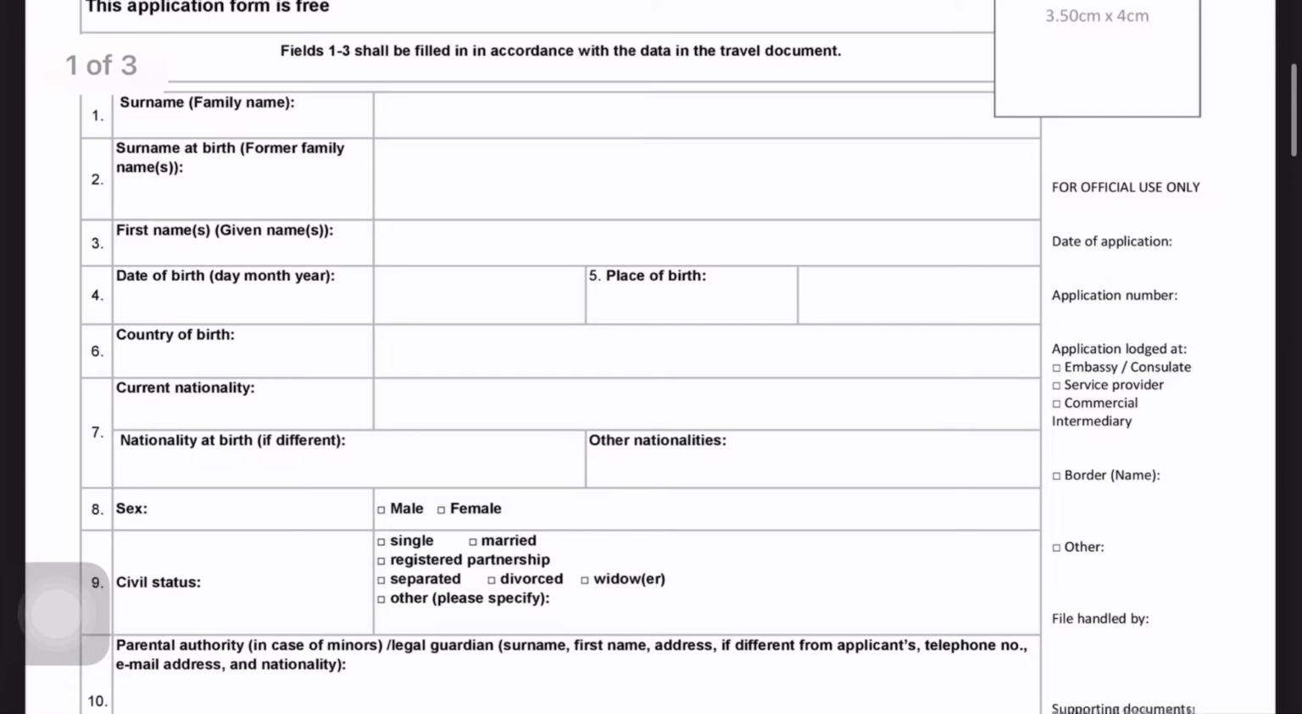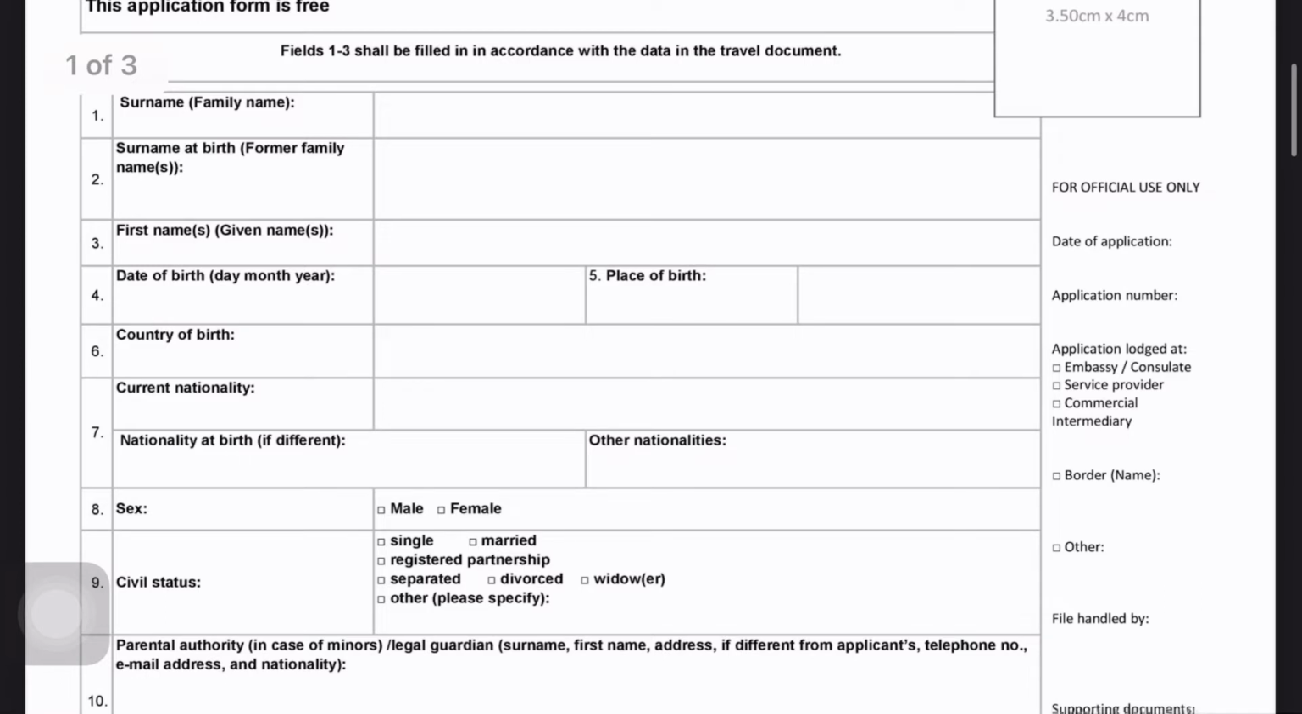You have to write your surname or last name, and then the middle name or family name, which is optional. Then the first name, the fourth is your date of birth, fifth is your place of birth as per your passport. Try to look at your passport and fill it accordingly.